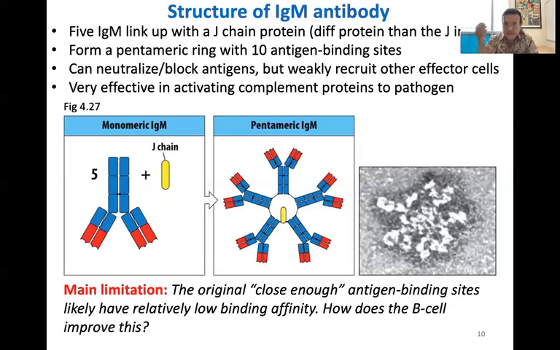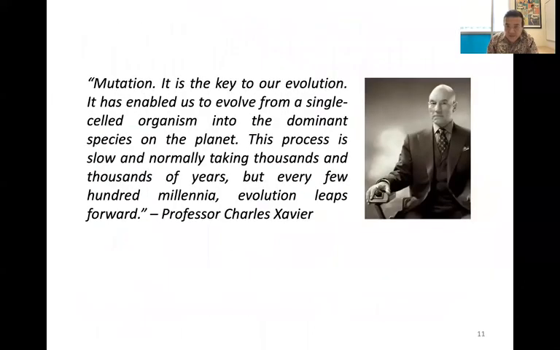So how does this B cell know how to improve the fit of its immunoglobulin? Right. So this is a truly remarkable kind of phenomenon. And that kind of has to do with this. So this researcher here, this is Professor Charles Xavier. He's a very renowned geneticist, human geneticist. And so this is a quote from him.